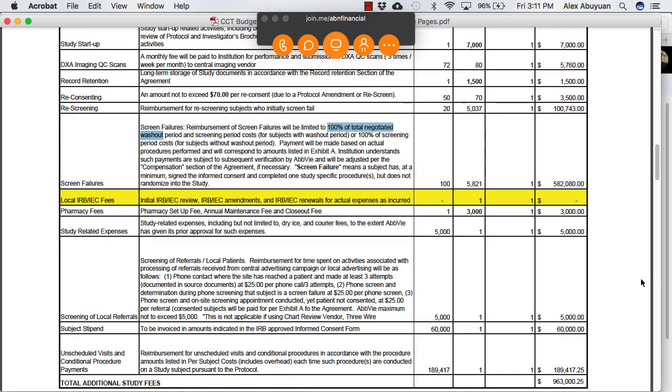The IRBs doesn't really concern them. The pharmacy fees, this is part of the study startup and the closeout fees. So that's just something that they don't see. They see the closeout, but we keep the study startup as per contract.